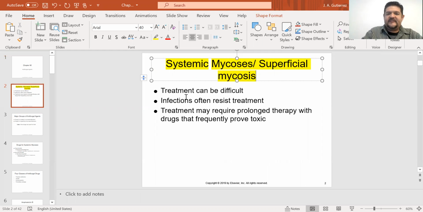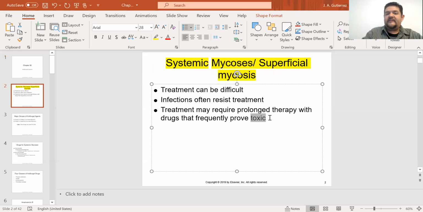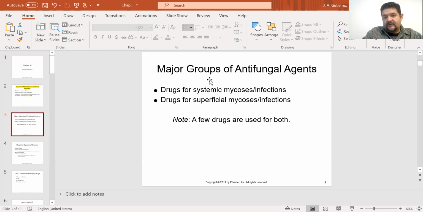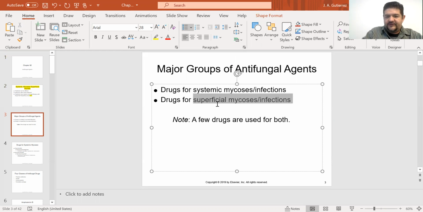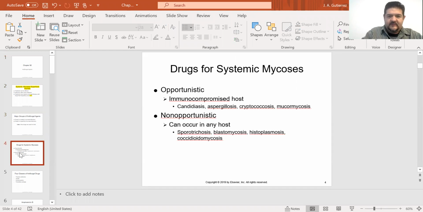So regarding systemic mycosis, they're very difficult to treat. The treatment takes a little bit to start working, and the problem is the medications that we use to treat this type of infection are very toxic. So that means we need to do follow-ups regarding liver function tests and kidney function tests. Okay, so here we have it: systemic mycosis, superficial mycosis. So we talk about that.